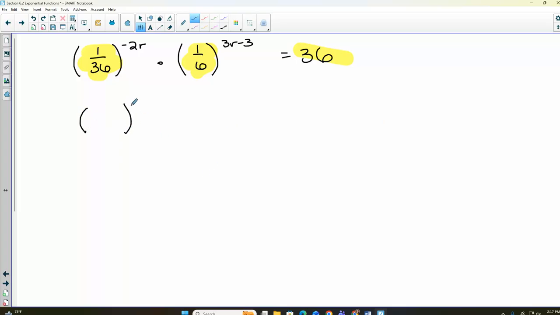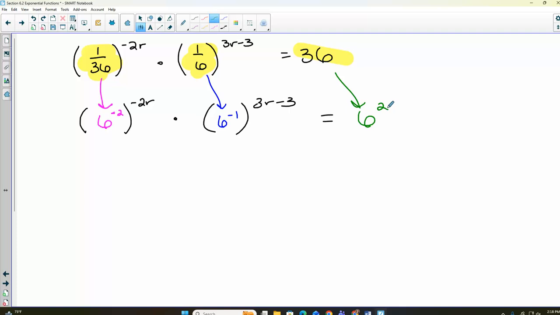Now what I'm doing can't change the problem. So when I see 1 over 36, I know that 6 squared is 36. What would put it on the bottom? Okay, so 1 over 36 is the same thing as 6 to the negative 2 power. I just rewrote it. All right, times this one, we had this to the 3r minus 3. So how would I rewrite 1 over 6? 6 to the negative 1. All right, and then 36 is 6 squared.